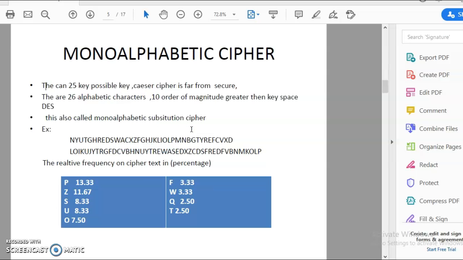Monoalphabetic cipher. There are only 25 possible keys, so Caesar cipher is far from secure. There are 26 monoalphabetic characters. So in monoalphabetic, we replace each letter by any one of the possible keys.